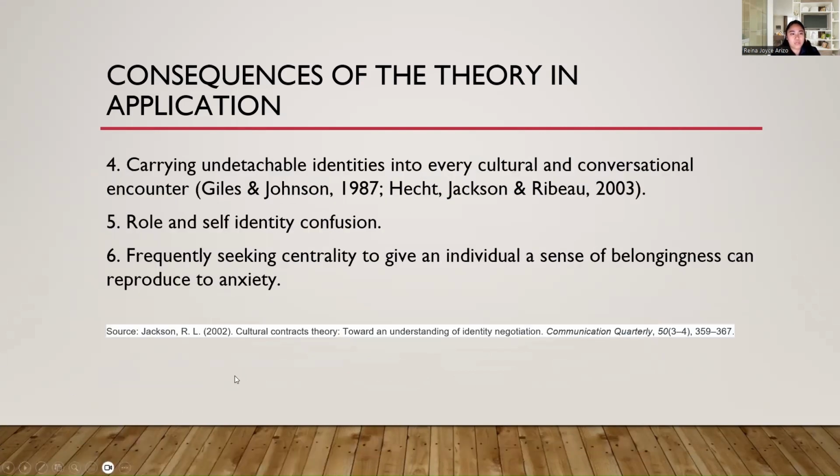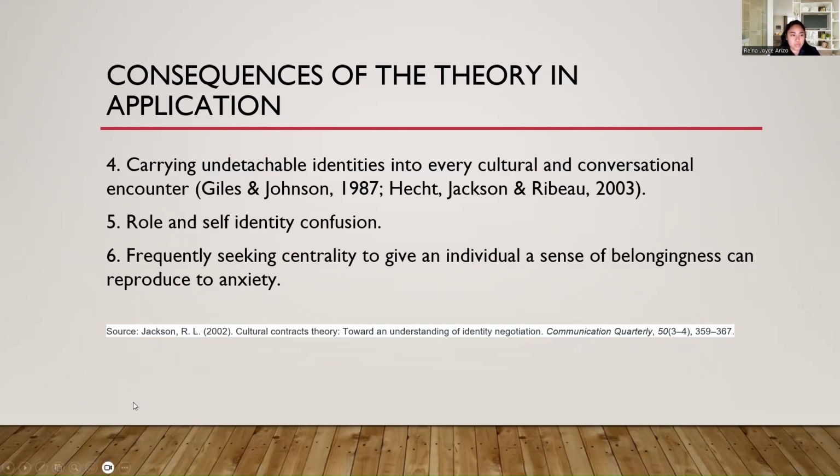The fourth one would be carrying undetachable identities into every culture and conversational encounter. Since an individual was born, adapting ideas were accustomed to their identity, and as they grow older they decide on who is worthy of a sustained relationship. The fifth one is the role and self-identity confusion. From the time we are born and given a name by our parents, we are inextricably dependent on others to play a part in how we define ourselves and why we define ourselves as we do. Consequently, our identities are shaped and molded during interactions with others. That leads to role and self-identity confusion.